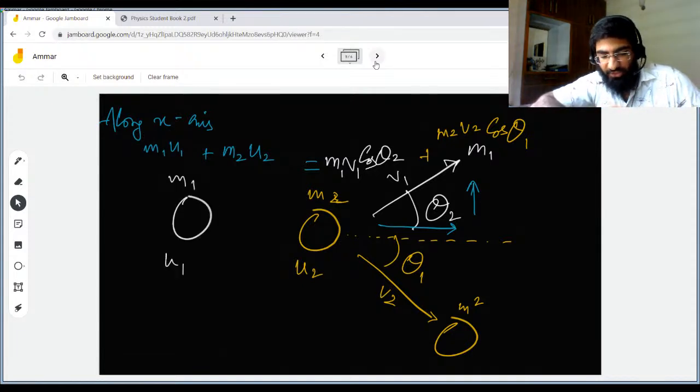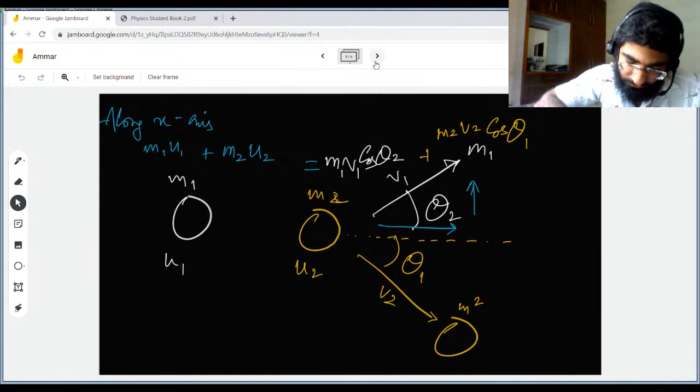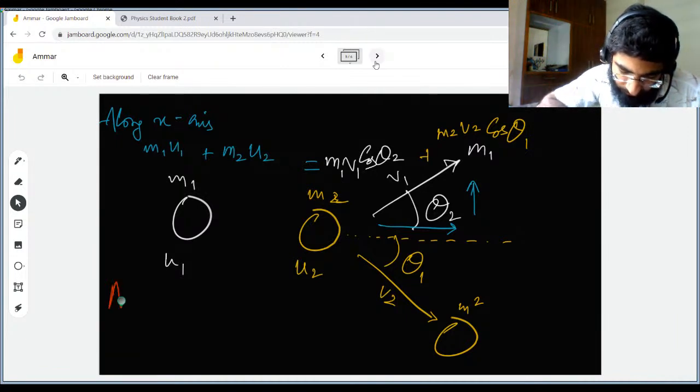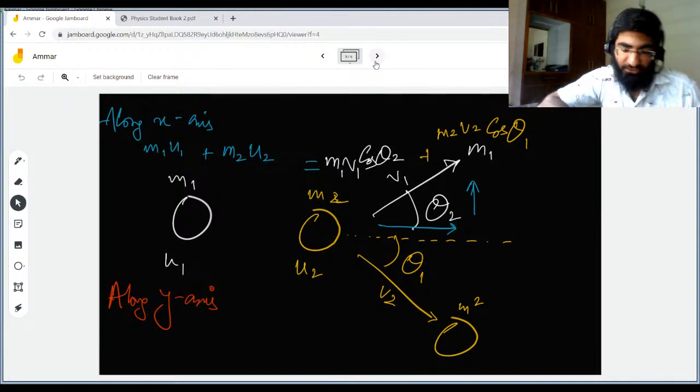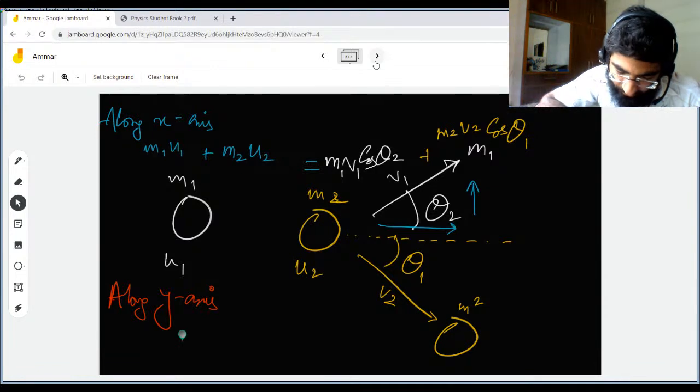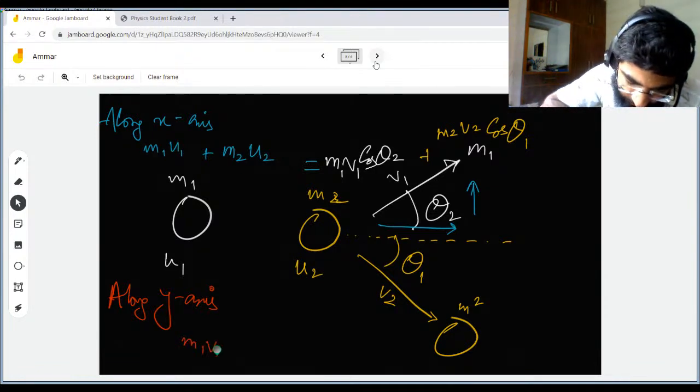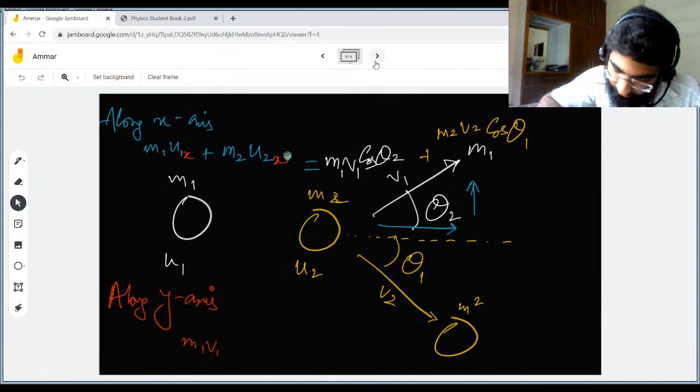Okay, now let's talk about along y-axis. What is the total momentum along y-axis before collision? 0. Excellent, excellent. So the formula stays the same. Here I should have written m1 u1x and m2 u2x, and here I will write m1 u1y plus m2 u2y.